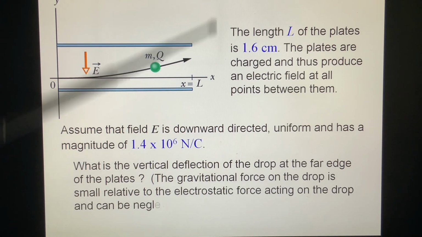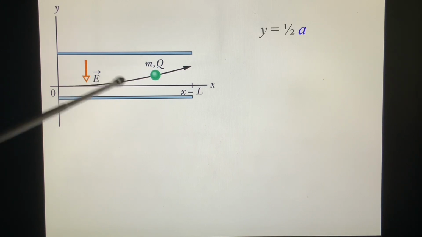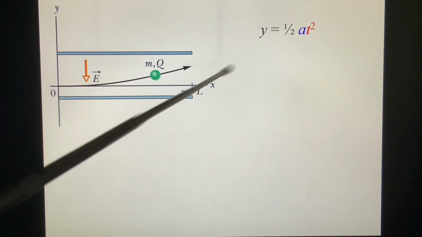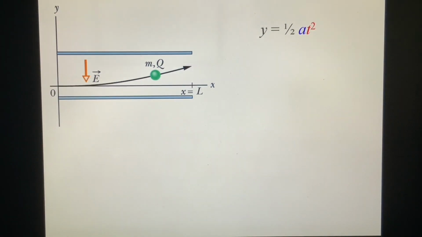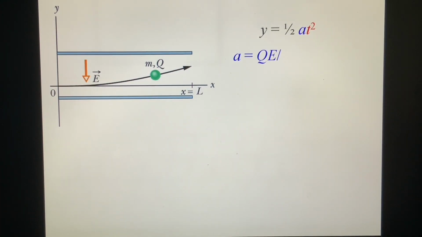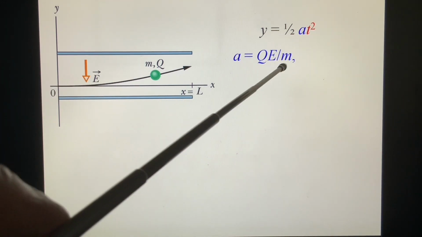The gravitational force on the drop is small relative to the electrostatic force acting on the drop and can be neglected. Now look at this one. We want to find the deviation. Since there is no acceleration along x, the y displacement is y equals one half a t squared, because this is a uniform electric field, uniform force, uniform acceleration. So this is constant acceleration along the y direction. This a is equal to F over m, where F is the electric force qE, so a equals qE over m.